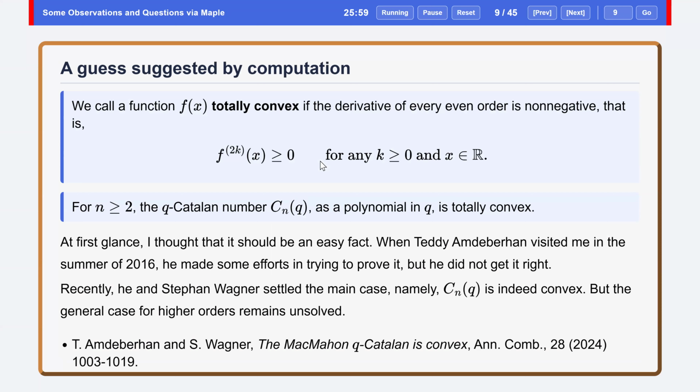At first glance, I thought that it should be an easy fact. When Andy Berhuan visited me in the summer of 2016, he made some efforts in trying to prove it, but he did not get it right at that moment. Recently, he and Stephan Wagner settled the main case. Namely, C_n(q) is indeed convex, but the general case for higher orders remains unsolved.